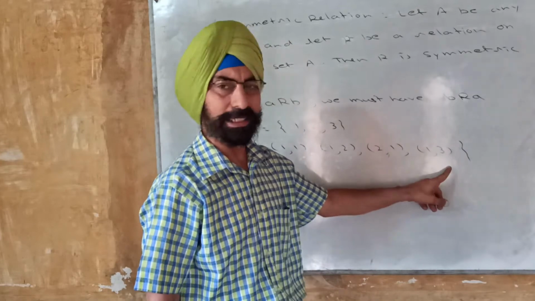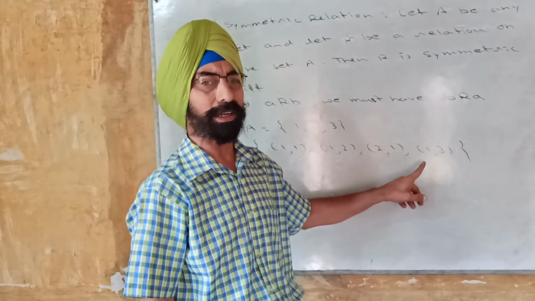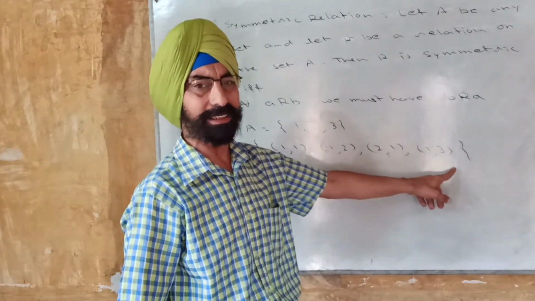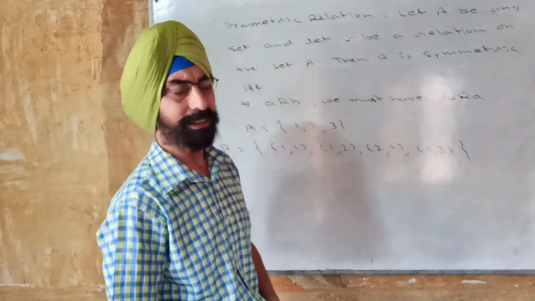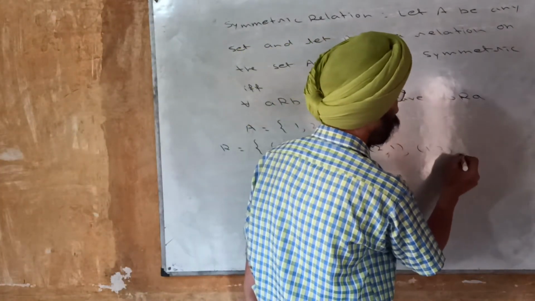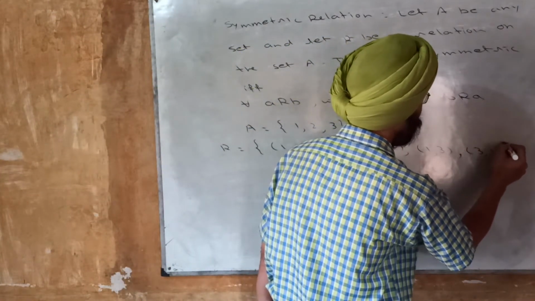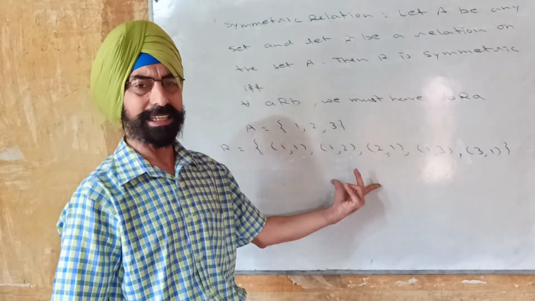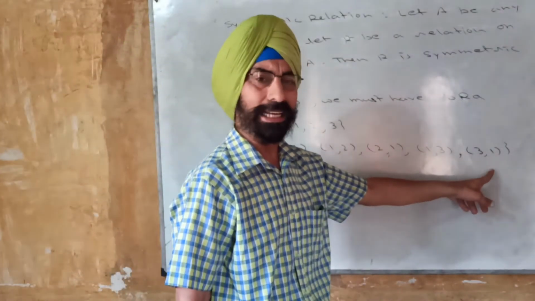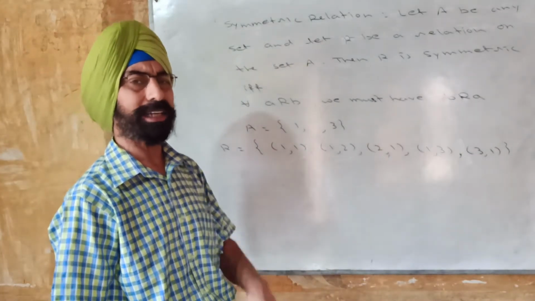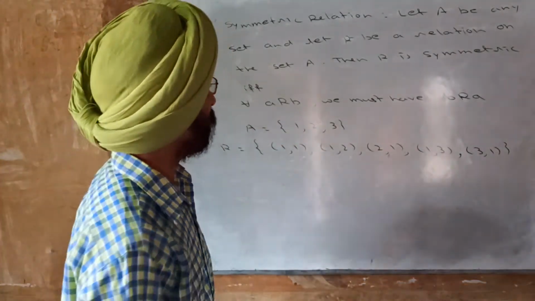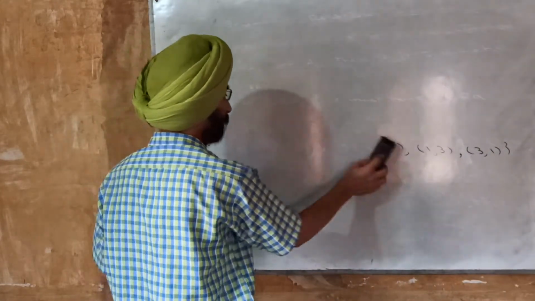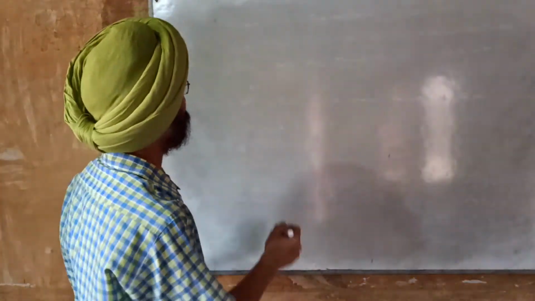Now come on to here. This 1 is related to 3. That means 3 must also be related to 1. But 3 is not related to 1 under this relation. So to make this relation symmetric, we must have one more member here, that is (3, 1). So now this relation is symmetric. Earlier it was not symmetric, but by adding one more element, this relation becomes a symmetric relation. Now we move on to the third type of relation, that is transitive relation.